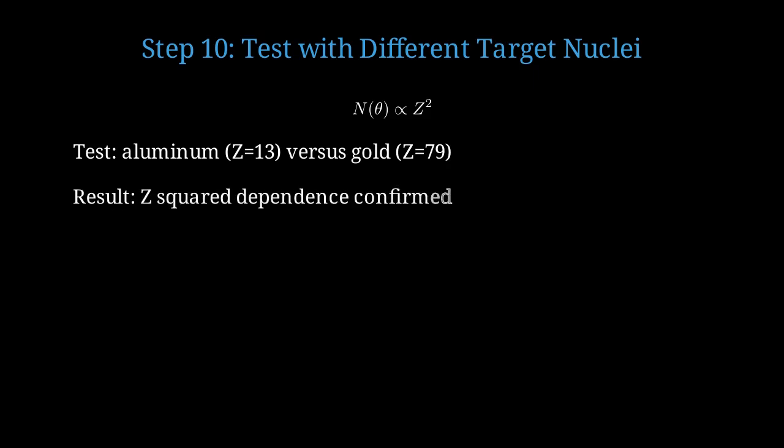Gold should scatter approximately 36 times more frequently than aluminum for the same angle. Experimental result. The ratio was measured to be approximately 37, in excellent agreement with the Z-squared prediction. This provided independent confirmation of the concentrated nuclear charge.